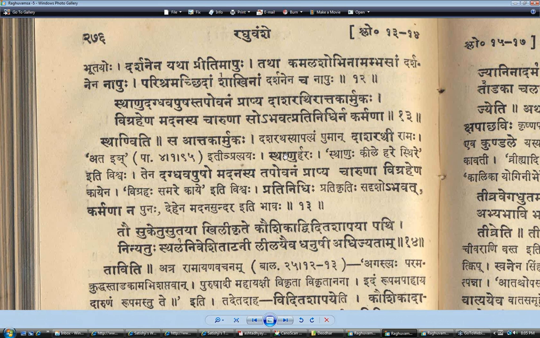So Sthanu Dagdha Vapushaha is actually a compound, and he's explaining the parts of the compound for you. Sthanu is Haraha, Lord Shiva is Sthanu. And Sthanu Dagdha Vapushaha is, he says, Tena Sthanuna Dagdham Vapuhu Yasya Saha. So he was Kamadevaha, whose body was burnt by Lord Shiva. And he's qualifying Madanasya: Sthanu Dagdha Vapushaha Madanasya.